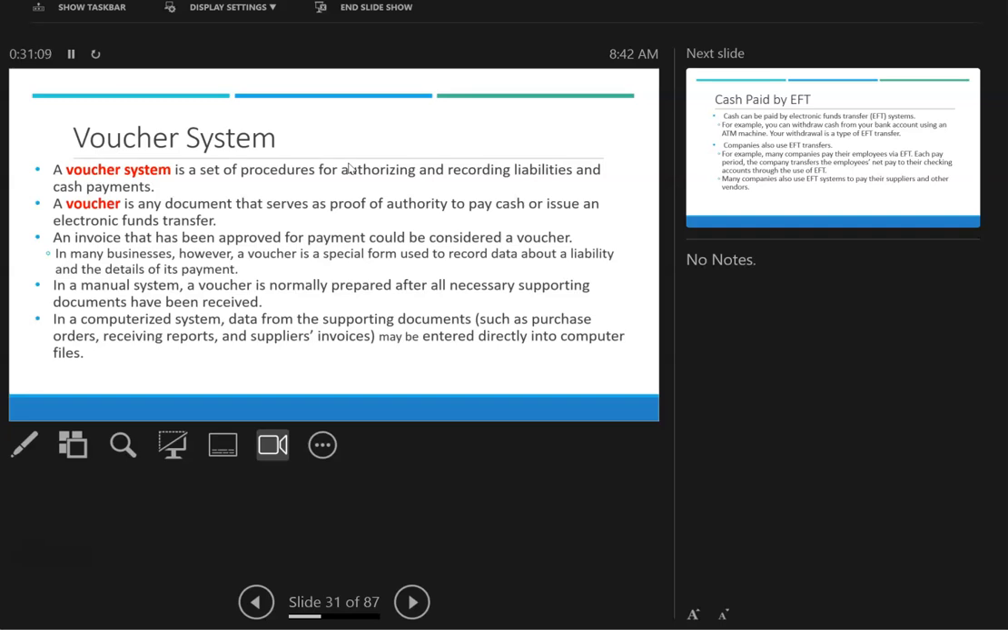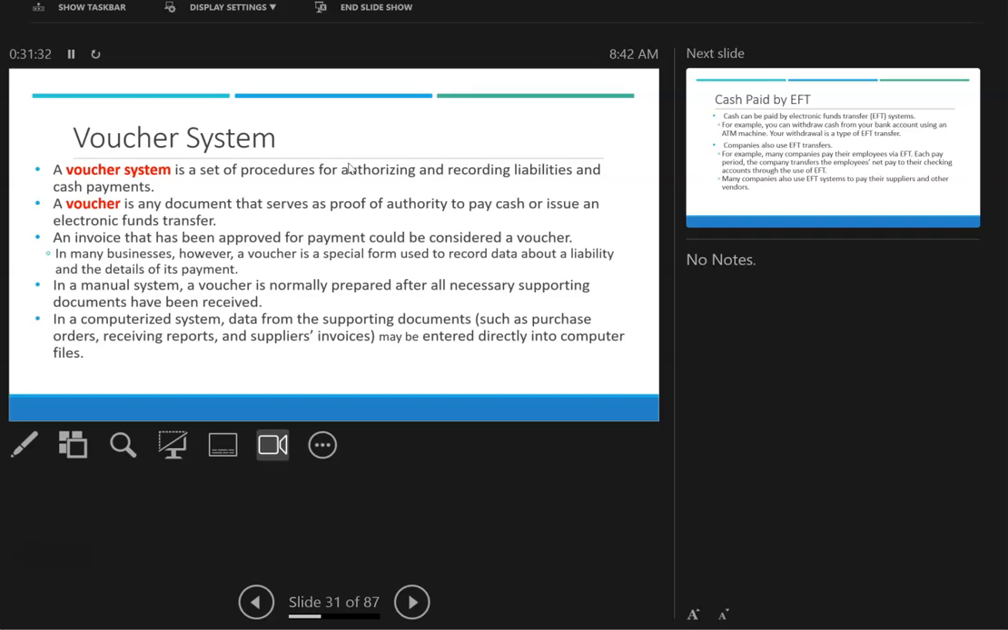Voucher systems are procedures that are used for authorizing and recording cash payments. A voucher is any document that serves as proof of authority to pay cash or issue an electronic funds transfer. An invoice that has been approved for payment could be considered a voucher.